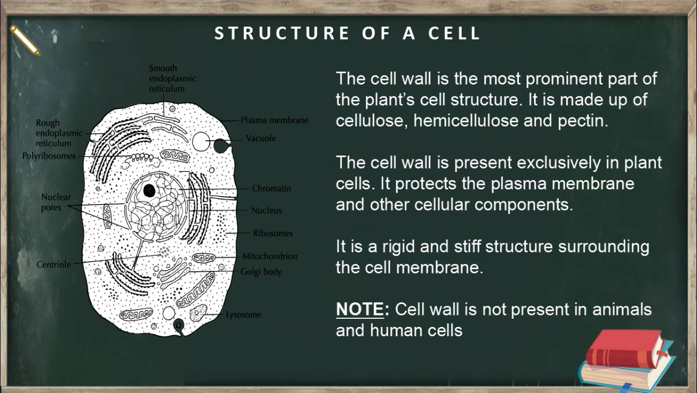The cell wall is the most prominent part of the plant cell structure. It is made up of cellulose, hemicellulose and pectin. The cell wall is present exclusively in plant cells. It protects the plasma membrane and other cellular components. It is a rigid and stiff structure surrounding the cell membrane. Note, cell wall is not present in animal and human cells.